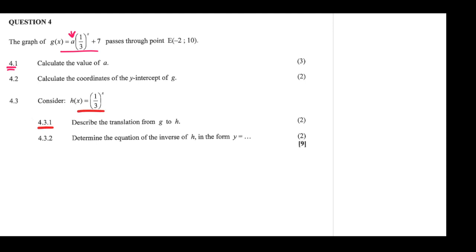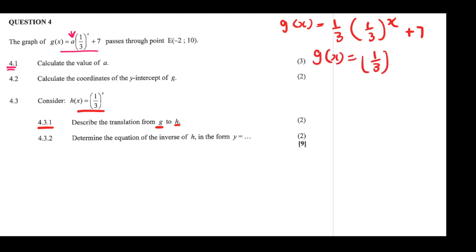In 4.3.1, we are asked to describe the translation of g to h. Remember, g of x was equal to 1 over 3 times (1 over 3) to the power of x, plus 7. If you were to write this properly, 1 over 3 times 1 over 3 to the power of x is just g of x equals (1 over 3) to the power of x plus 1, and then plus the 7. So that's how you write your g of x.